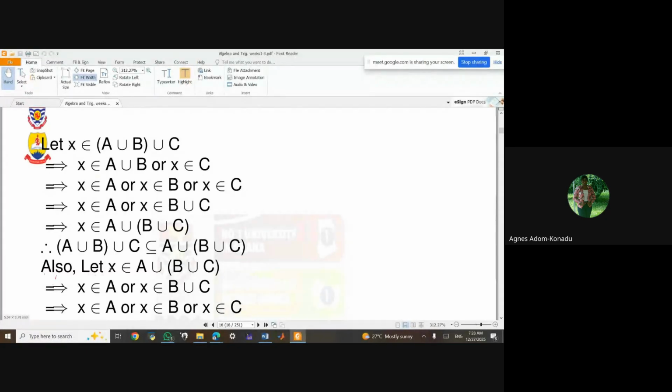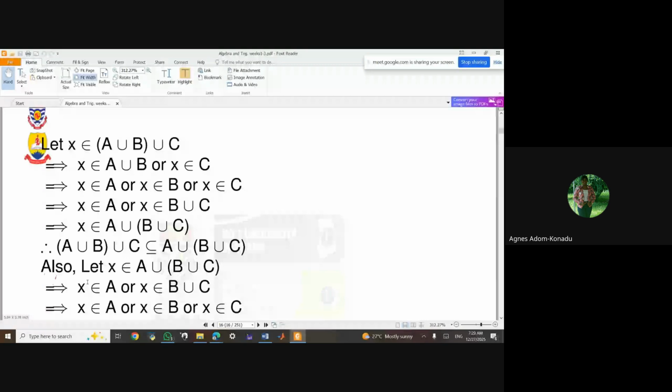Then for the next one, I want to show that A union in a bracket B union C is also contained in A union B in a bracket, closed, union C. So I let X be in A union in a bracket B union C.